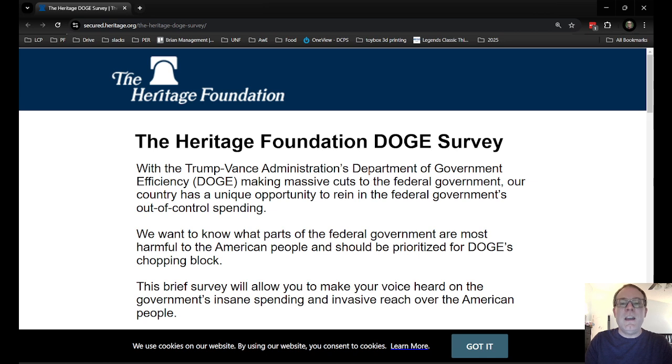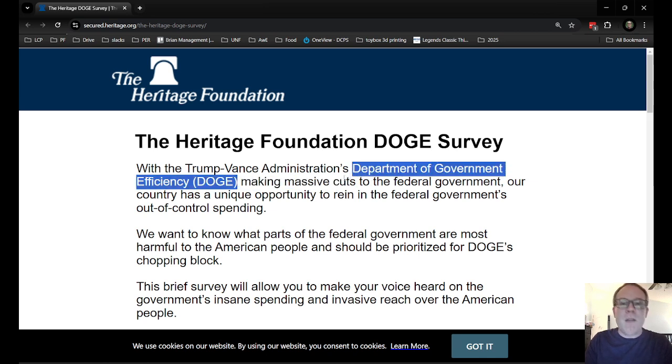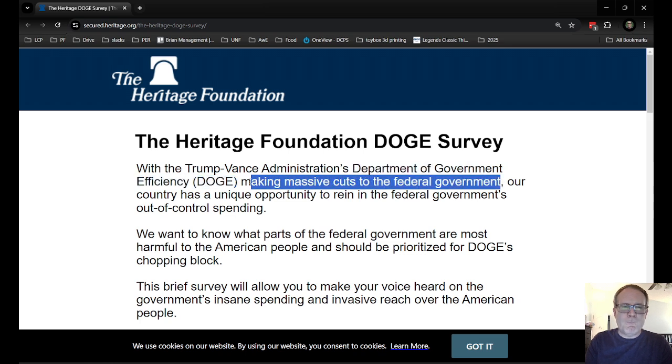With the administration's, already we have an issue because this thing that is named here is not a department. Departments must go through the congressional process to be created. And so already the use of the term department here is a bit misleading in the context statement. But making massive cuts to the federal government. Already a bit vague, isn't it? What does it mean to cut one's government? Because what they've really been doing is canceling contracts, and in some cases canceling contracts that have already been awarded. So already we're a bit vague in the context, right?